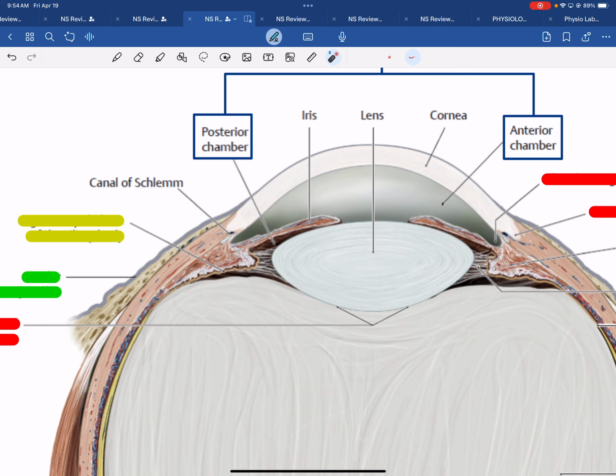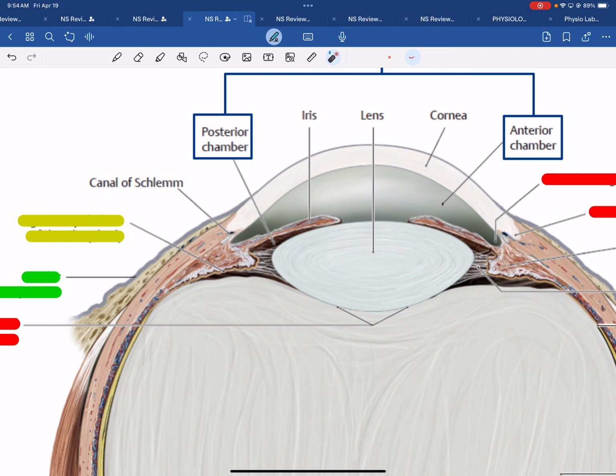Starts with a G. Glaucoma. Good, glaucoma.